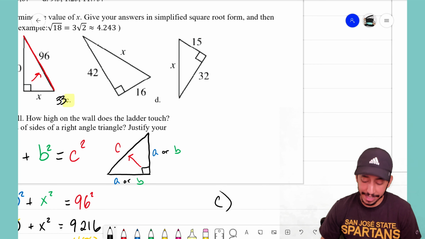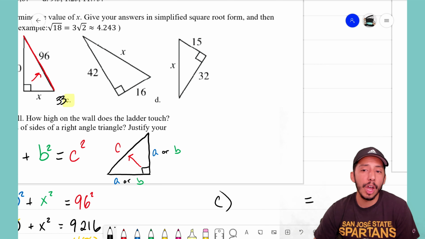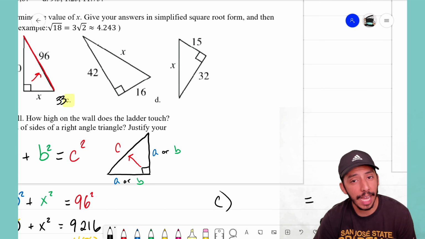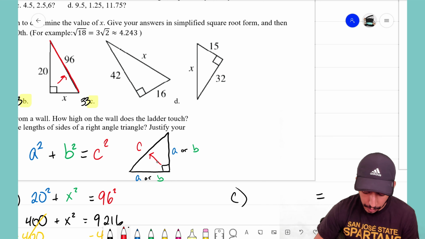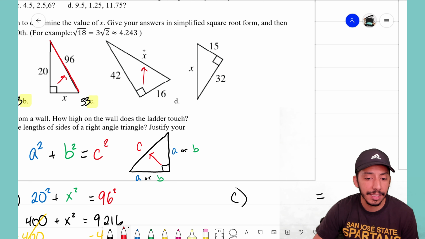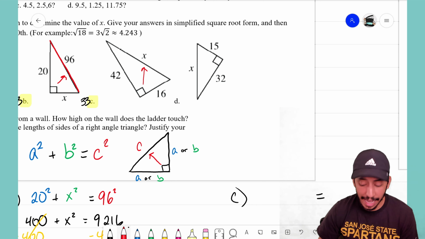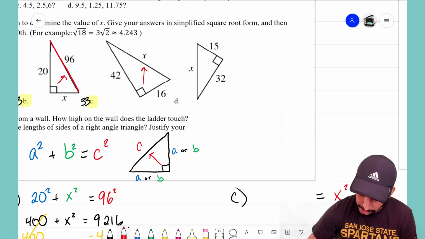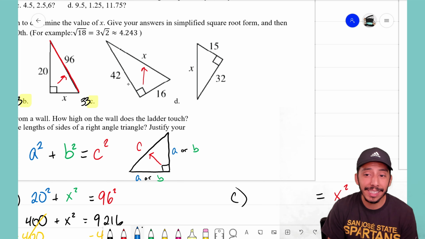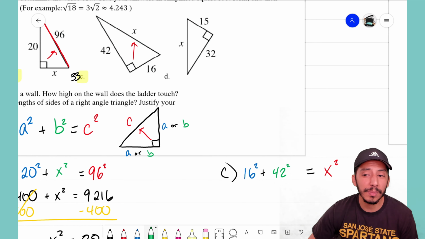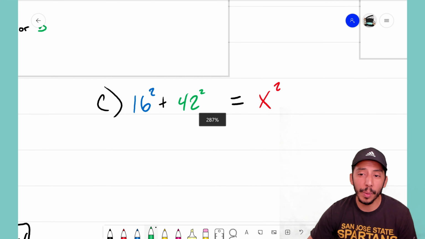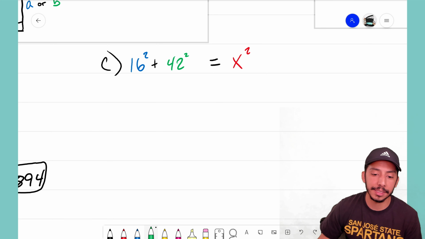Let's do C now. So for C, again, let's start off with our c squared. Looking at the triangle for c, which side represents your c? Yeah, it's the x. Again, if you ever want to find out what your c is, I always just draw a little line from the right angle. That right there is what x is. Okay, x is your c. So I'm going to go ahead over here and write x squared. Again, the a and the b, it doesn't matter which way you put those. So I'm going to do 16 squared plus 42 squared. That's our equation. Go ahead and solve it. Let me know what you get for x.